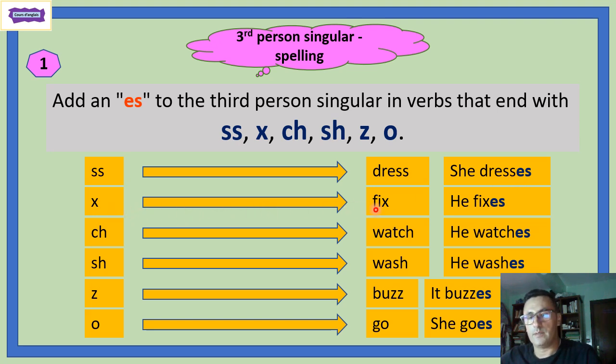Si le verbe se termine par X, on ajoute ES, comme fix devient fixes. Si le verbe se termine par CH, comme watch, on ajoute ES, ça va donner watches. Exemple, he watches. SH: wash, washes. Z: buzz, buzzes. O: go, goes. I go, you go, he goes, she goes, it goes, we go, you go, they go.